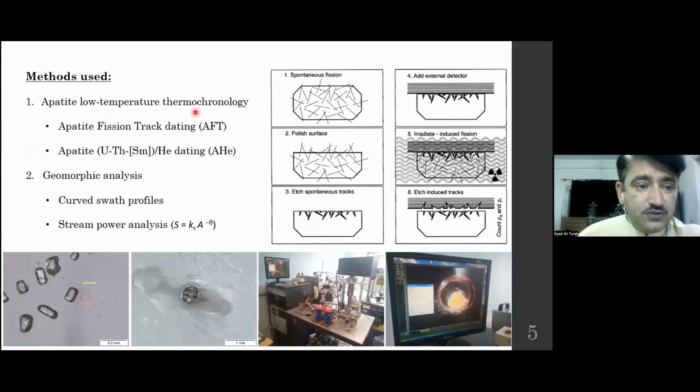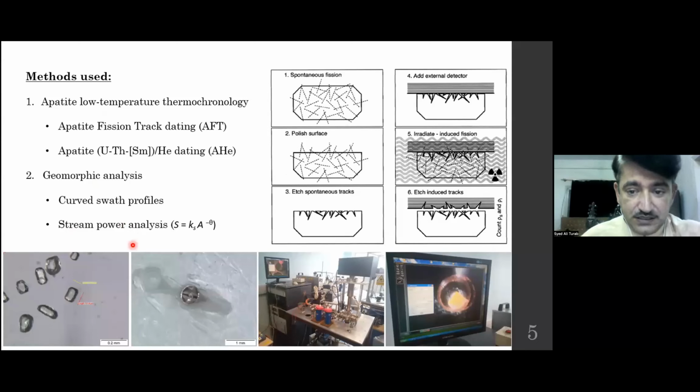The methods used are apatite low temperature thermochronology. Thanks to Sam, he has already covered this part, so I will not go into the details here. The second part is the geomorphic analysis. In the geomorphic analysis, we used swath profiles, which I have already shown in the previous slide, and the stream power analysis.